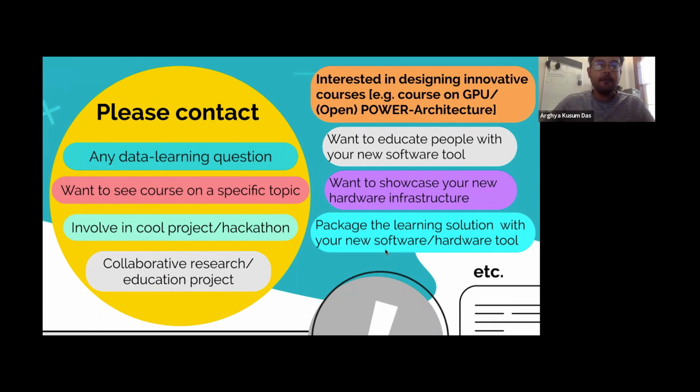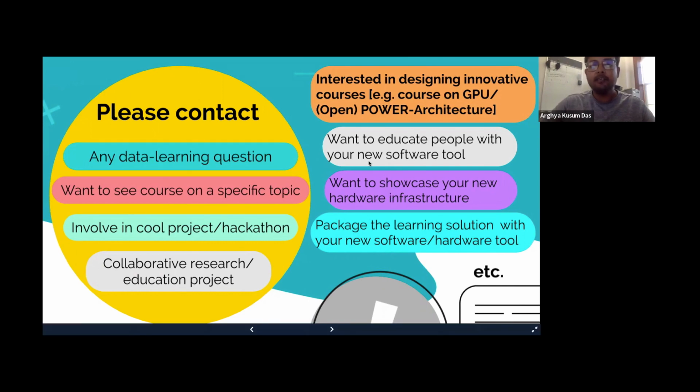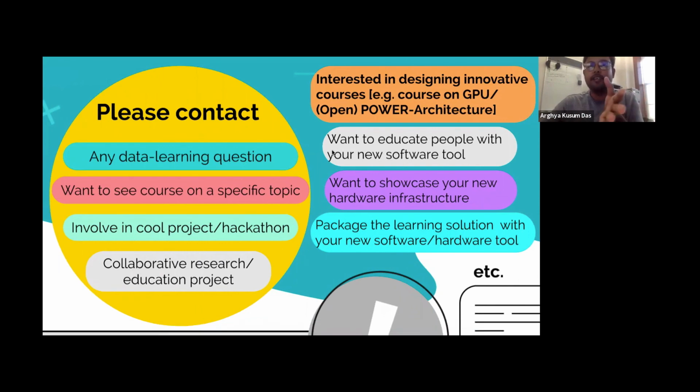So if you are interested to work on this type of project, if you have any data learning question, want to see any course on a specific topic, or if you want to do some collaborative project with existing partners, you can contact me. And if you are interested in designing innovative courses, for example GPU on OpenPOWER or power-based architecture, which I'm really looking for collaboration on right now, you can reach out to me and just feel free to send me an email.